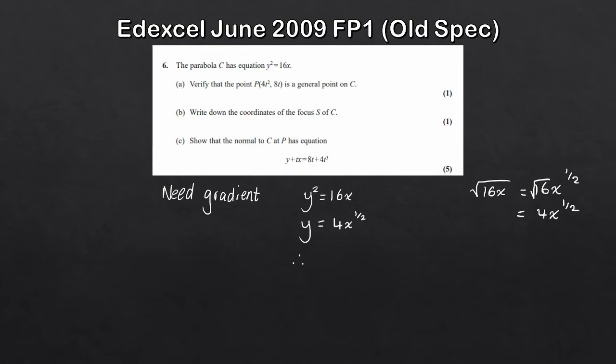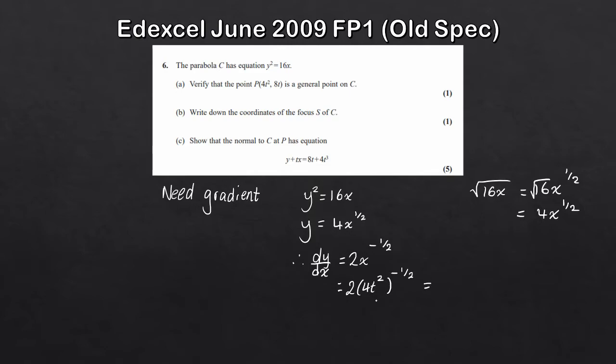And now at this point, we just differentiate this here. So dy by dx, this should hopefully be nice and straightforward. We're just going to get 2x and subtract 1 off the power to get minus a half. But our normal to C is at P, and we know P has the coordinates (4t squared, 8t). So our x coordinate is 4t squared, so we need to consider this in terms of x, which is 4t squared. So this is 2 lots of 4t squared to the power of minus a half.